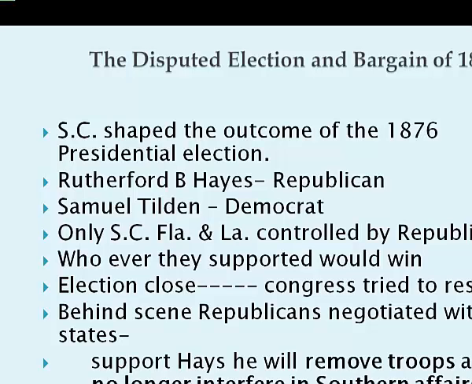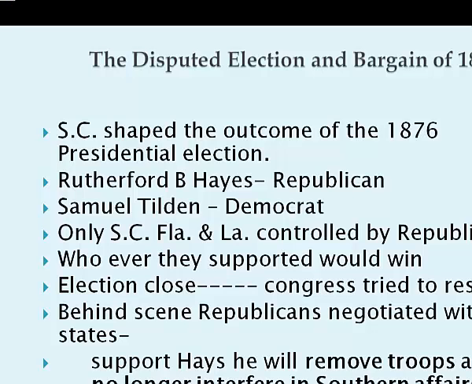Congress tried to resolve this impasse by appointing an electoral commission which, with a Republican majority, decided that Hayes had carried the critical southern states and been elected. But to secure the result, behind the scenes, Republicans negotiated with the Southern Democrats of South Carolina, Florida, and Louisiana. And they agreed to recognize the Democratic control of the South and refrain from future federal interference in Southern affairs.